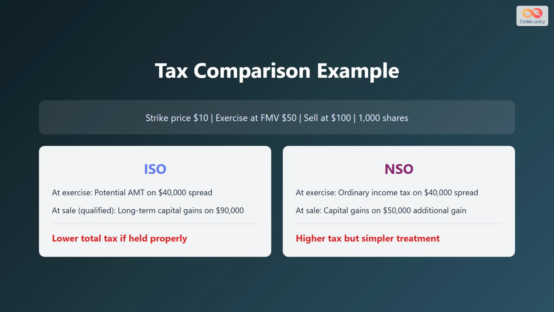With NSOs, at exercise, you owe ordinary income tax on the $40,000 spread, and at sale, you pay capital gains tax on the additional $50,000 gain. The NSO route typically results in higher overall tax, but the treatment is simpler and more predictable.